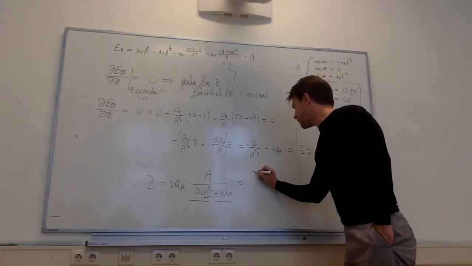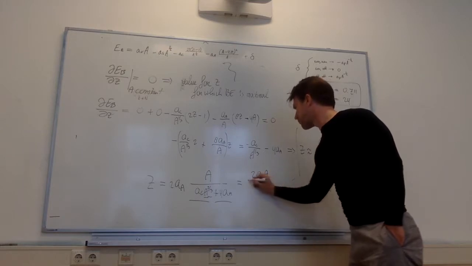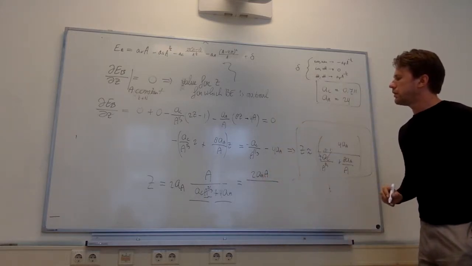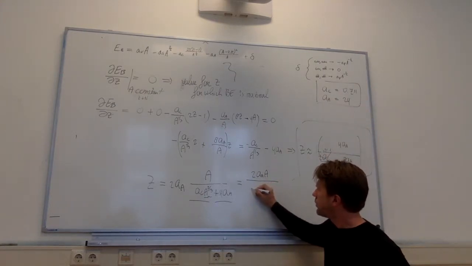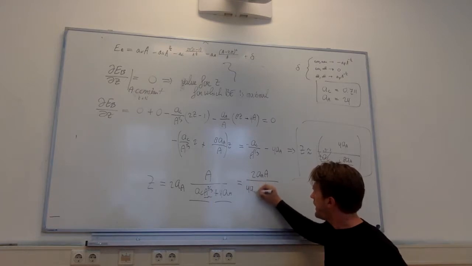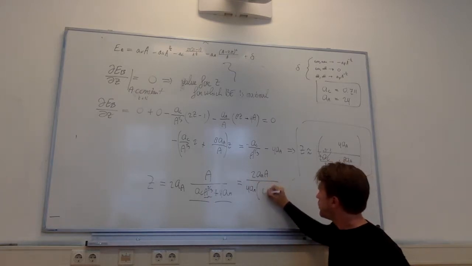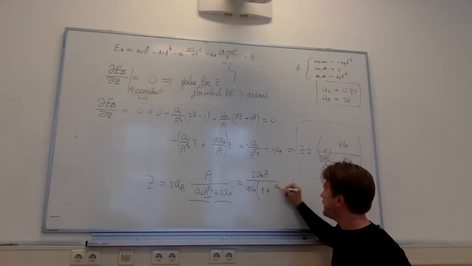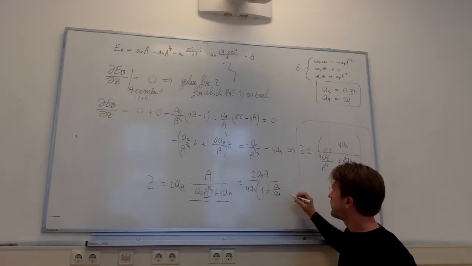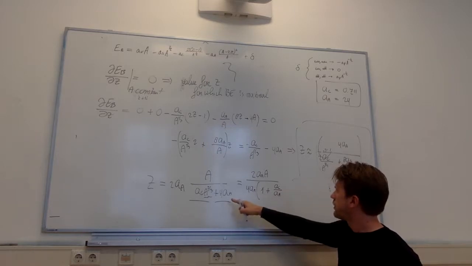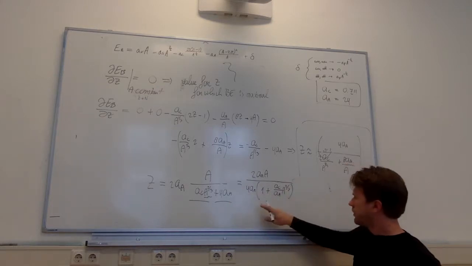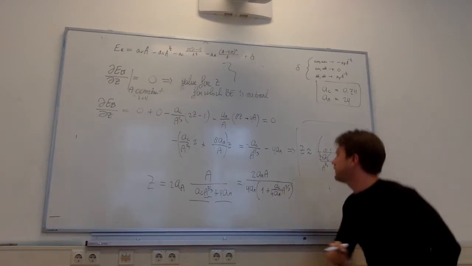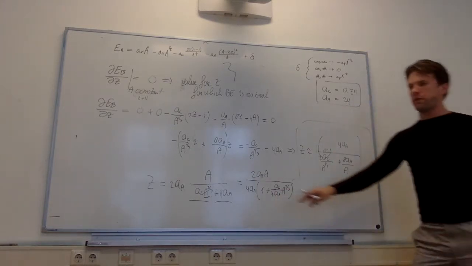But I am going to do the following. I'm going to take a 4AA out, gives me 1 plus AC over AA, and there should be a 4 somewhere, I think. Where does the 4 go? It goes down here. There you go. This is exact, no approximation, just algebra.